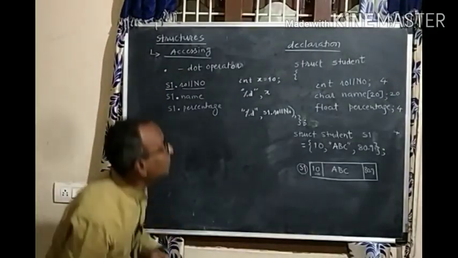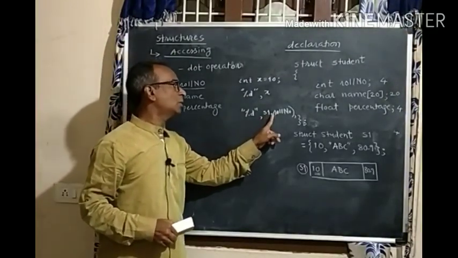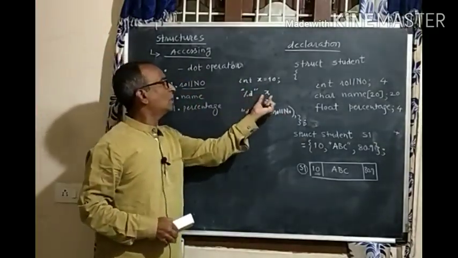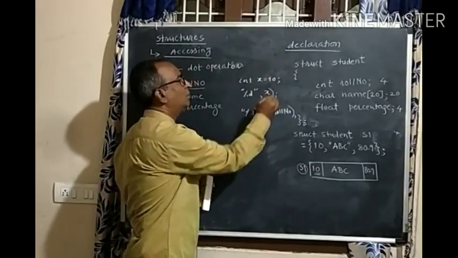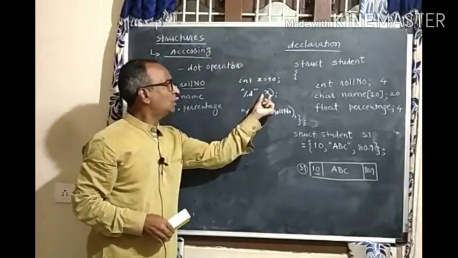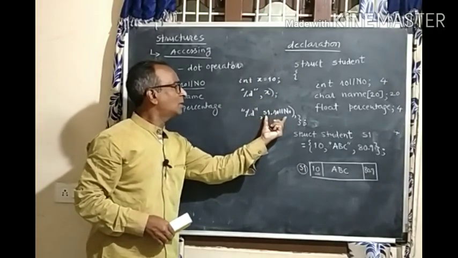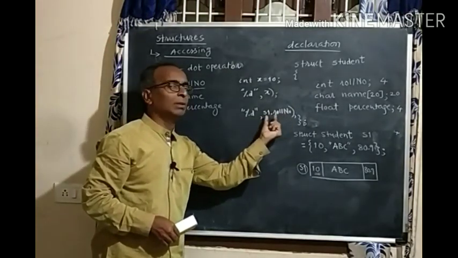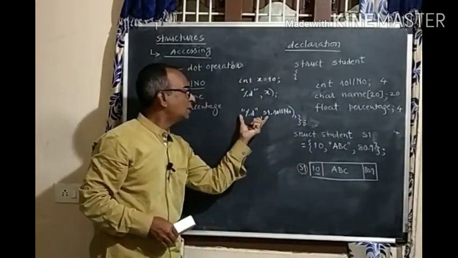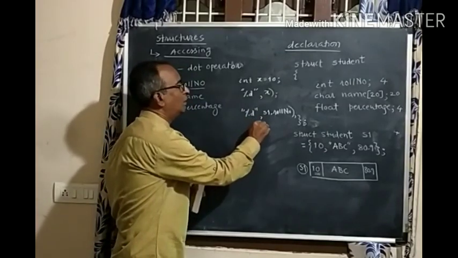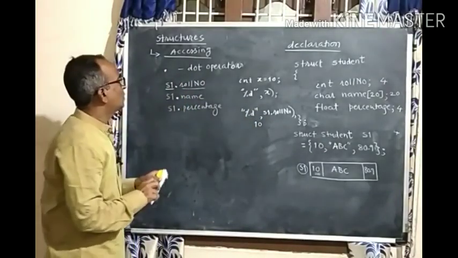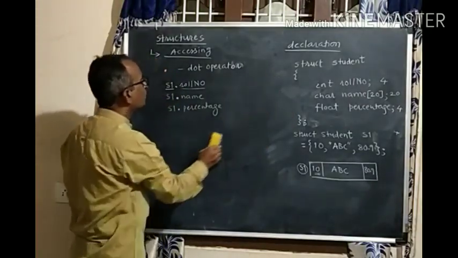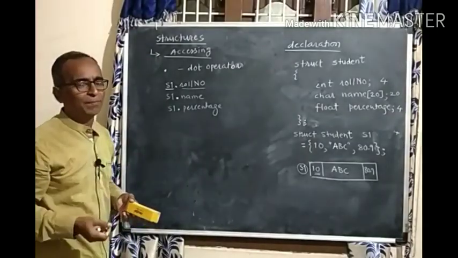So this way we can access S1's roll number I am printing. This is just like a normal integer, whatever you might have done in printf. So x you are printing here, here the structure's member value you are printing, S1's roll number. So by this statement what will happen? 10 will be printed. Right? So this is the dot operator that we can use for accessing any member.